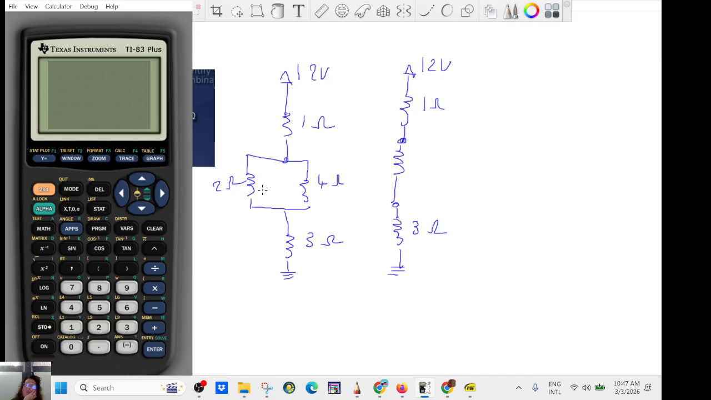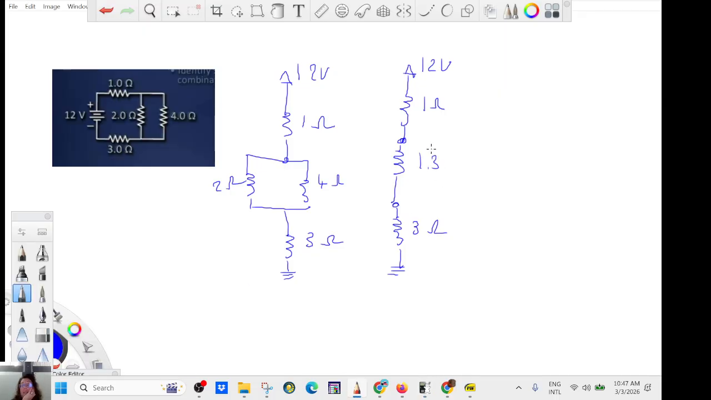Okay, so you do this one first. So 2 to the minus 1 plus 4 to the minus 1, enter, and then to the minus 1. So 1.3 repeating. And then 3, 4, 5, so 5.3 repeating.